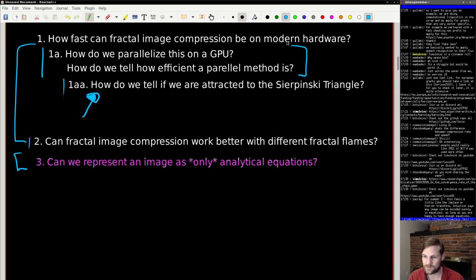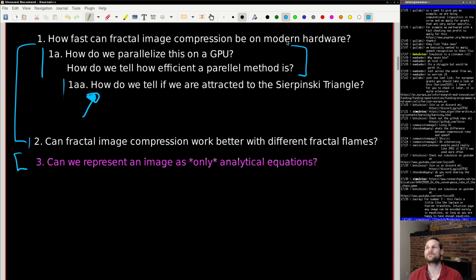For number 3, this feels a little like Laplace or Fourier transform. Intuition says any image can be encoded purely in equations as long as you're happy to have enough equations. I guess in some sense you're right. That is actually exactly what the Laplace and Fourier transform do, right? Yeah, I'll give you that. I think you're completely right.